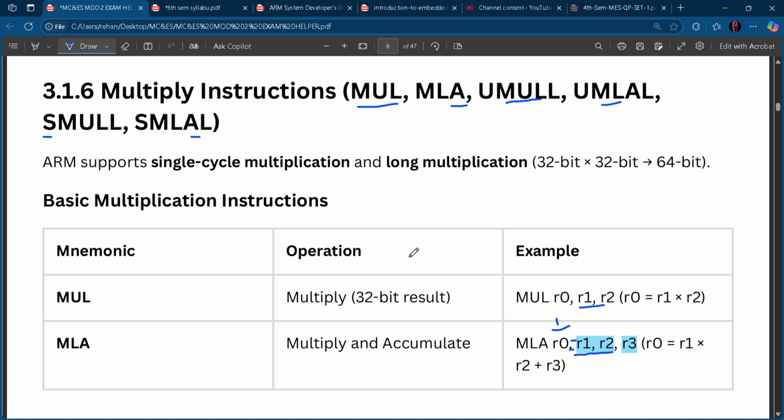And coming to multiply instructions, multiply is just basic multiply. In multiply accumulate, what do you have? You have three values. So you multiply the first two values and then add the third value. See here, multiplying the first two values and adding the third value. So you have R0, R1, R2, R3. R0 is equal to R1 into R2 plus R3.